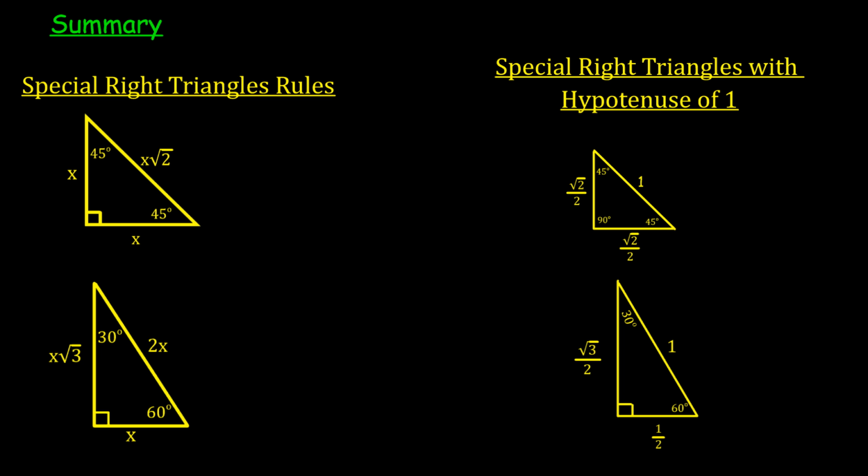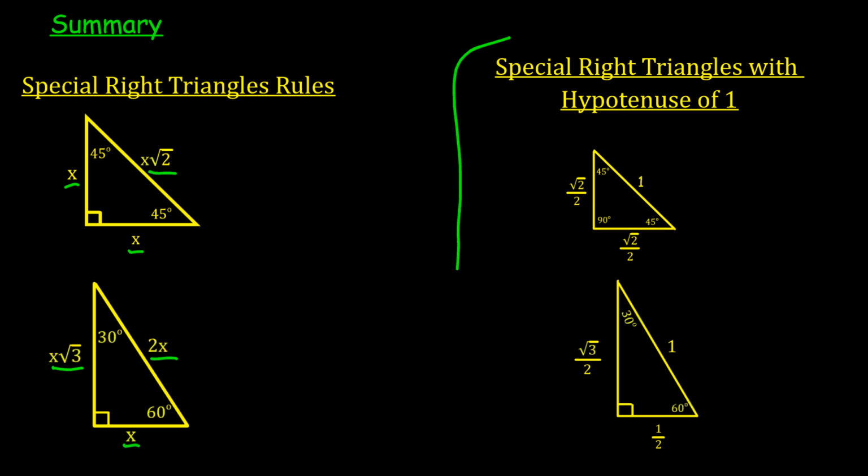And so to summarize, we looked at some special right triangles. We had a 45, 45, 90, a 30, 60, 90, and we saw some rules that came up. With the 45, 45, 90, the 2 sides were the same, and the hypotenuse was that side times root 2. On the 30, 60, 90, the hypotenuse was twice as long as the short side, and the long side is the short one, x, times root 3.